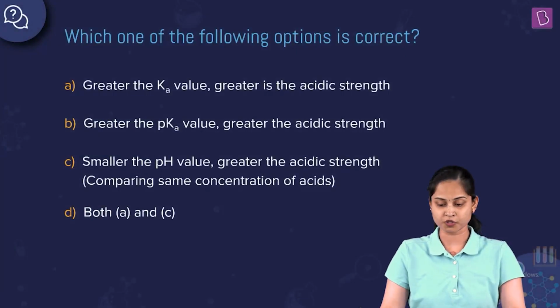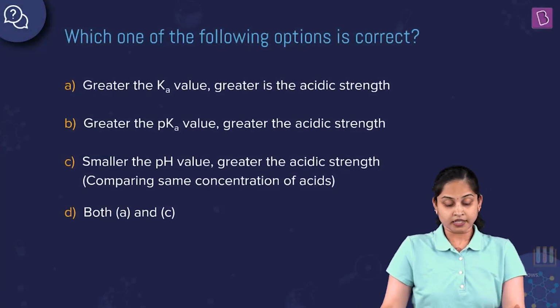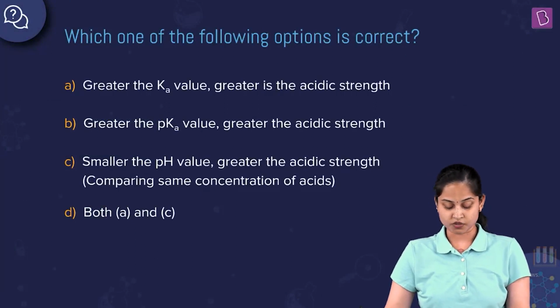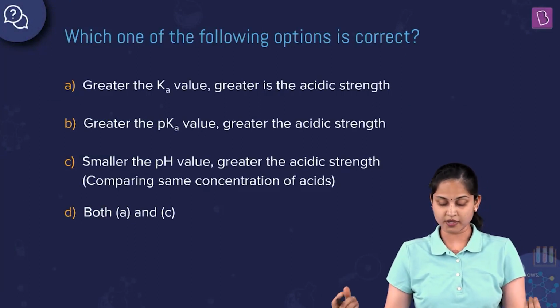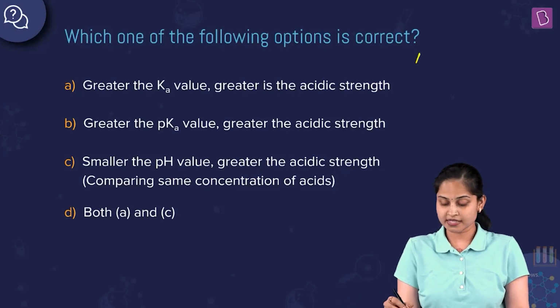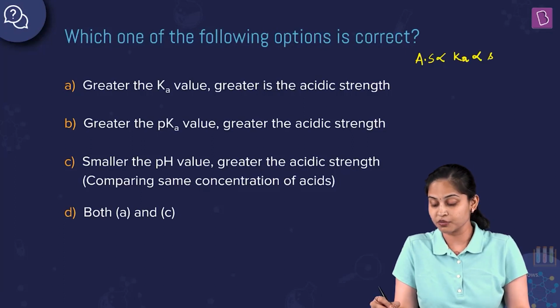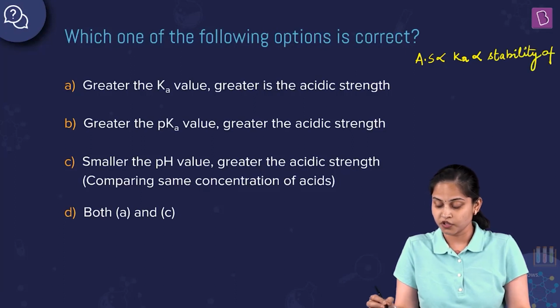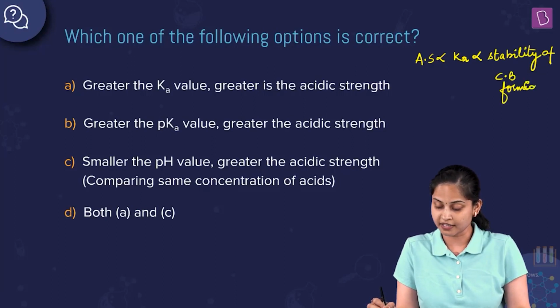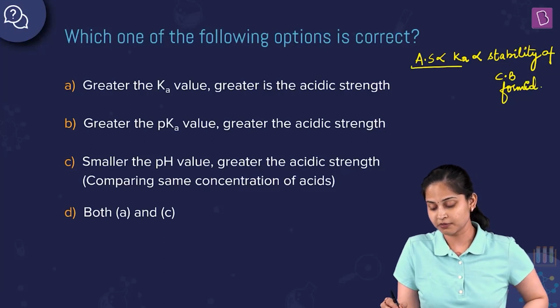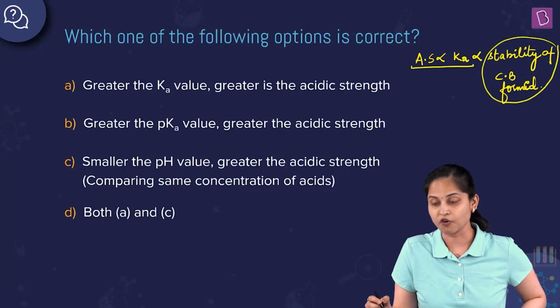Which one of the following options is correct? Okay. Greater the Ka value, greater is the acidic strength. So over here, we are talking about Ka, pKa value, acidic strength relationship. Yes. So acidic strength is directly proportional to Ka value, which is directly proportional to the stability of the conjugate base formed, or you can say stability of anion formed.